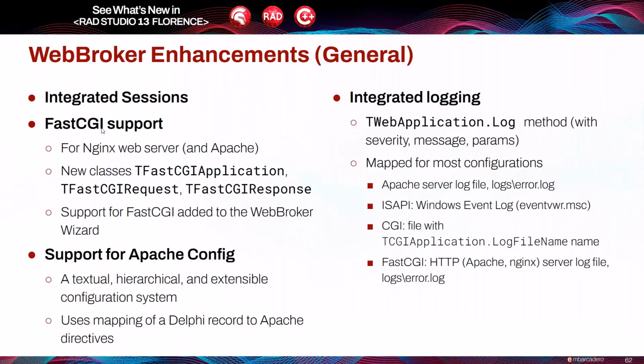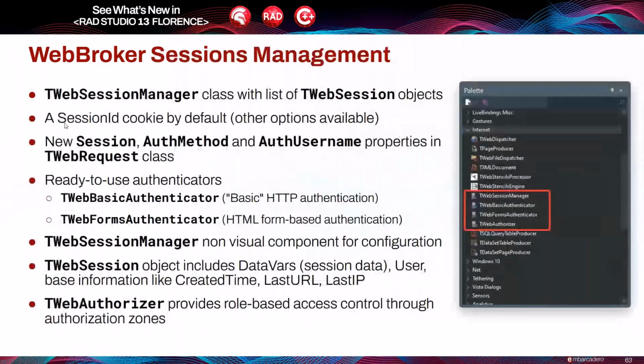We introduced FastCGI support for NGINX. Also, you could use it for Apache, but primarily we're aiming for NGINX. Also some improvements in the Apache config, and also integrated login. Now with this, in case you created, for example, an Apache module, you can integrate the login within the Apache server login system itself. Same thing with Windows, CGI and FastCGI. These are the new components I was talking about: TWebSessionManager, TWebBasicAuthenticator, WebForms, WebAuthorizer.